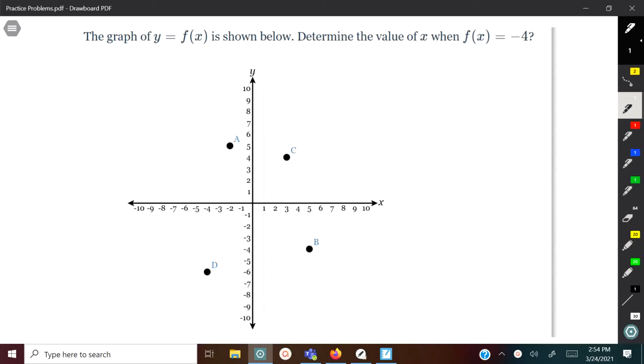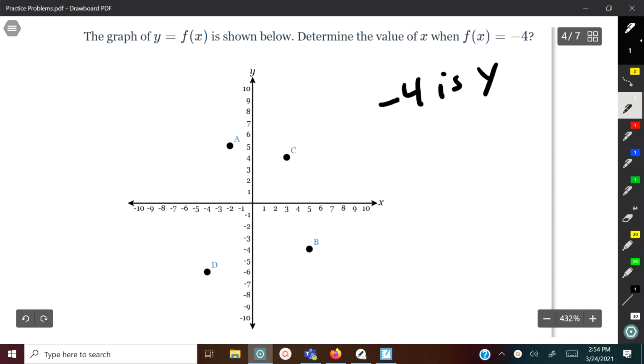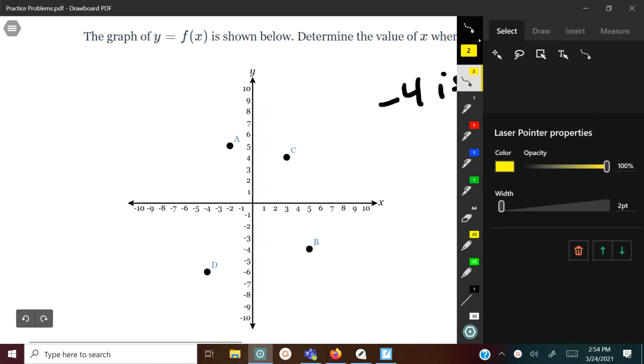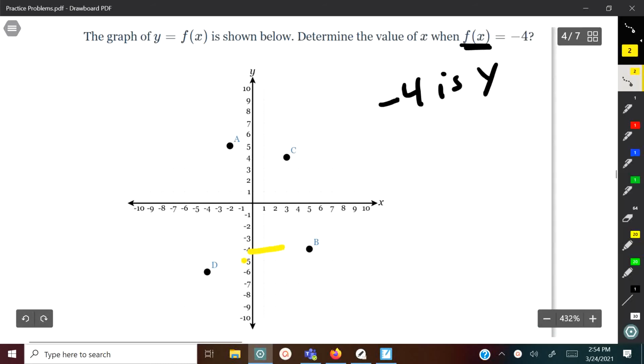So you already know that you're looking for x. So what did they give you? They gave you the y. So in this case here, negative 4 is y. And again, you got that f of x is equal to, instead of the number being inside. So negative 4 is y. So we're going to go down the y-axis and look for negative 4. See negative 4 here on the y-axis, and find which point would have that. Okay? And in this case, that point is B.